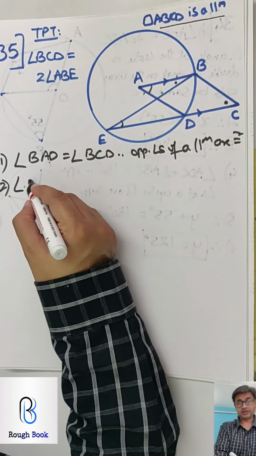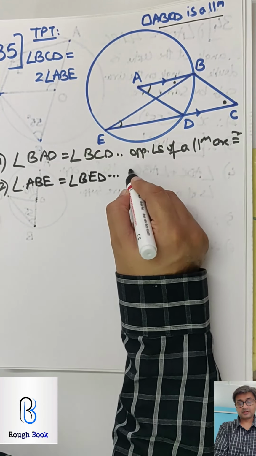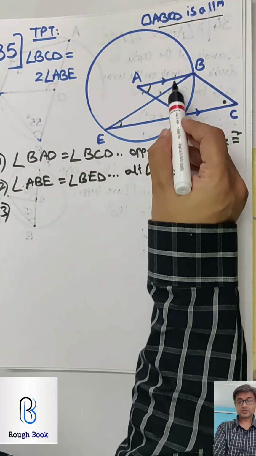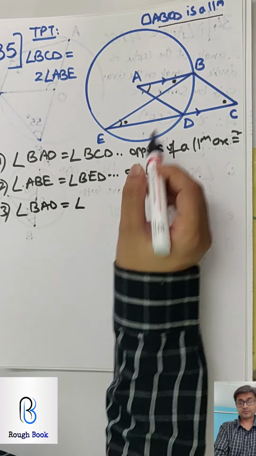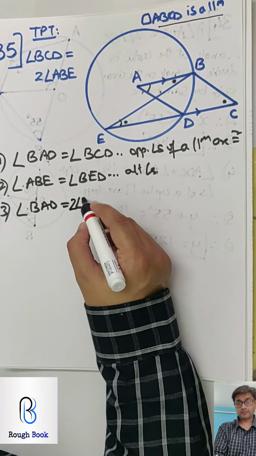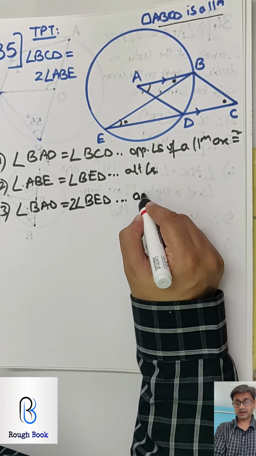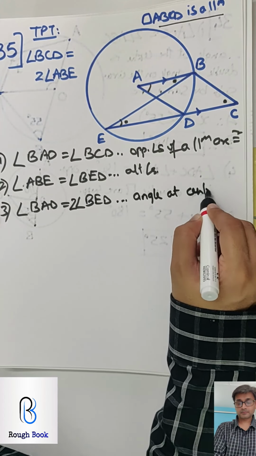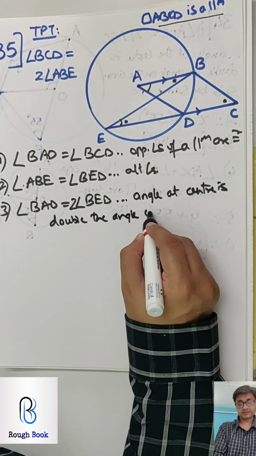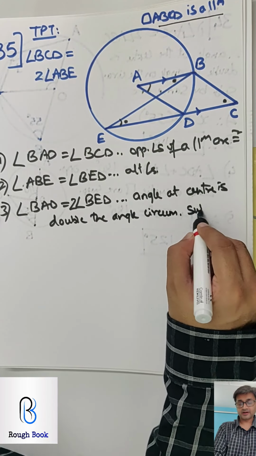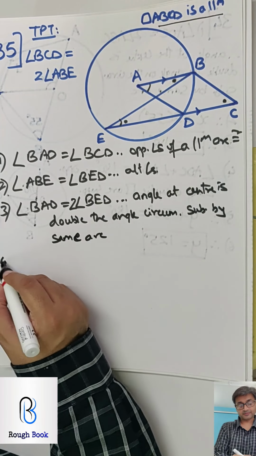Then I will say angle ABE is equal to BED. Reason will be alternate angles. So these two angles are equal now. And now the main property: BAD, this one, equals double of BED. Yeah, BAD double of BED. Angle at center is double the angle on circumference subtended by same arc. So we managed to get the first part.